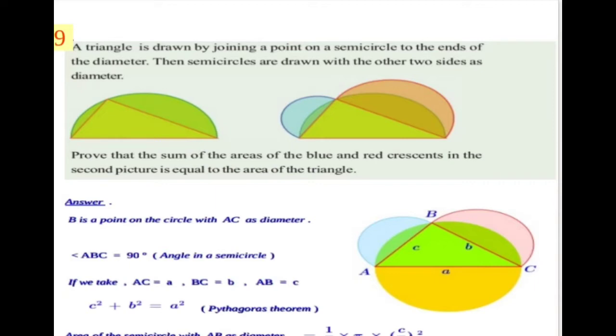Today we are going to do the ninth problem of the first exercise of chapter 2, circles. The question is: a triangle is drawn by joining a point on a semicircle to the ends of the diameter. Then semicircles are drawn with the other two sides as diameters. Prove that the sum of the areas of the blue and red crescents in the second picture is equal to the area of the triangle. Okay, see in the first figure you can see a triangle.